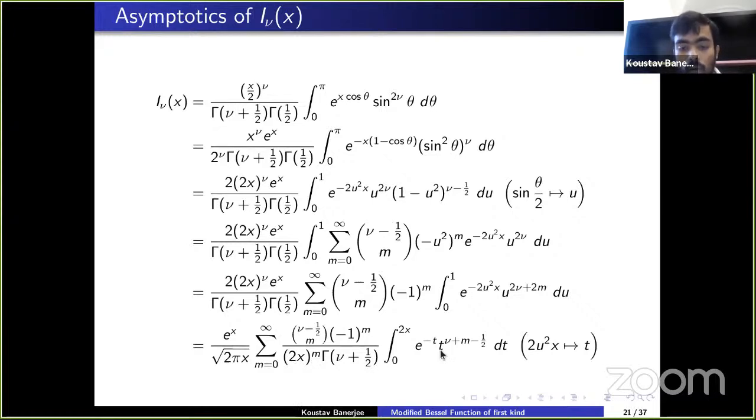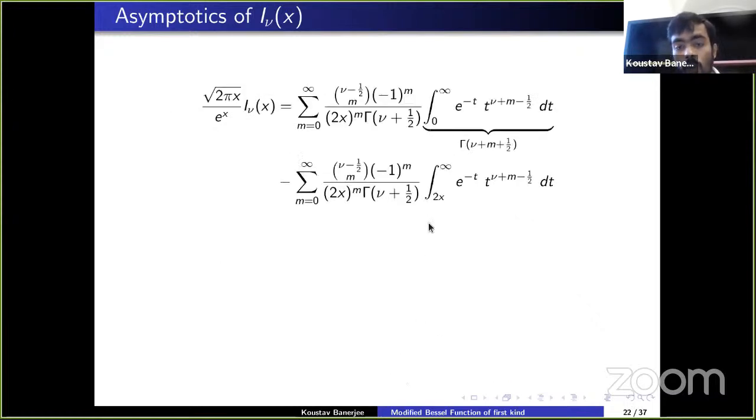Now the question is, how could I get the asymptotics of that? So I'll trick with this integral: 0 to 2x is 0 to infinity minus 2x to infinity. And then for this 0 to infinity, I have a closed form, this Γ(ν plus m plus half).